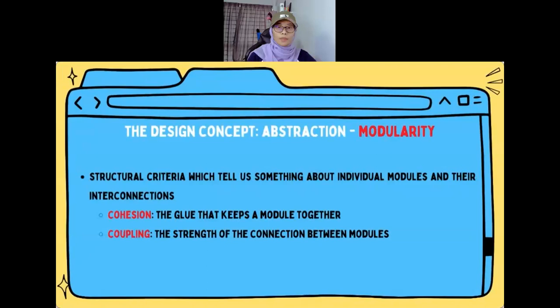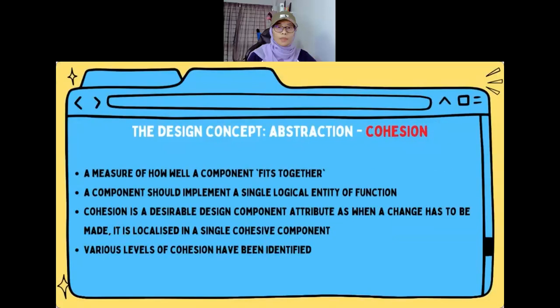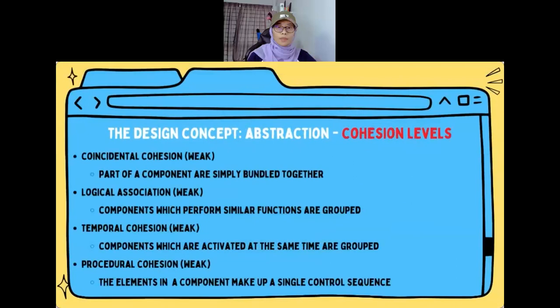Cohesion is the glue that keeps a module together. Coupling is the strength of the connection between modules. Cohesion is a measure of how well a component fits together. A component should implement a single logical entity or function. Cohesion is a desirable design component attribute, as when a change has to be made, it is localized in a single cohesive component. There are various levels of cohesion.